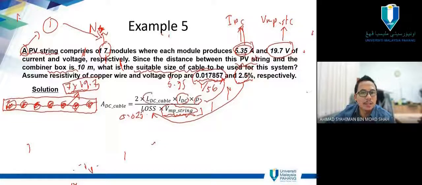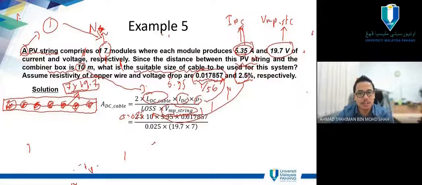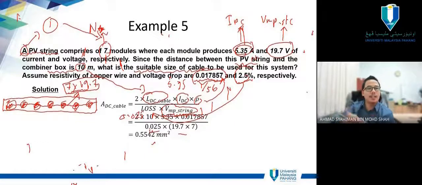Ni yang datang ni, mana dia? Tara 10 meters. So 10 meters. So 2 multiply with 10, multiply with 5.35 for the IDC. And then multiply with 0.017857, and then over 2.5%, which is the 0.025. And then 19.7 multiply with 7. Then you akan dapat 0.5542 millimeter square. Okay. So this is the value that we get after we calculate exactly.